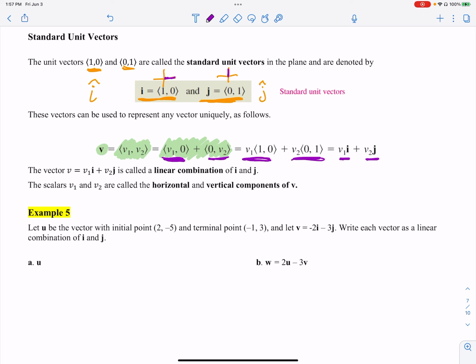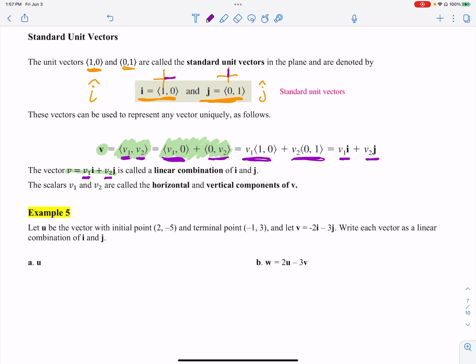Actually, let's finish those definitions right here. The vector here is called a linear combination of i and j. Okay, a linear combination is anything of two things being multiplied and those two things added together. The scalars v1 and v2 are the horizontal and vertical components, right? We already knew this. v1 is the x component, that is my horizontal. v2 is my y. Same thing in this definition. All we do, instead of using the components in the brackets, we use i and j.